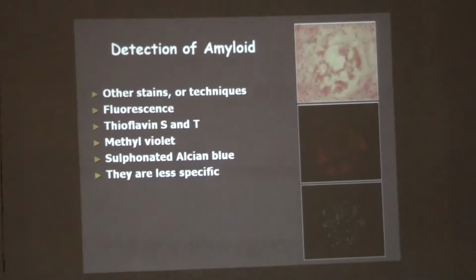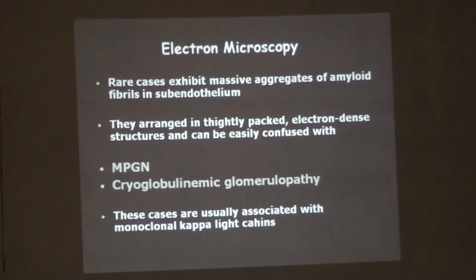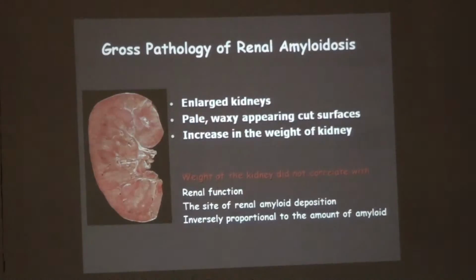For detection of amyloid, other stains or techniques like fluorescence, thioflavin T and methyl violet, and crystal violet are less specific. These are not specific. And electron microscopy, that is also where you can see the fibrils. Gross pathology of renal amyloid: you can see the enlarged kidney, and it looks pale and waxy in appearance on the surface. Weight of the kidney did not correlate with renal function. The site of renal amyloid deposition is inversely proportional to the amount of amyloid.